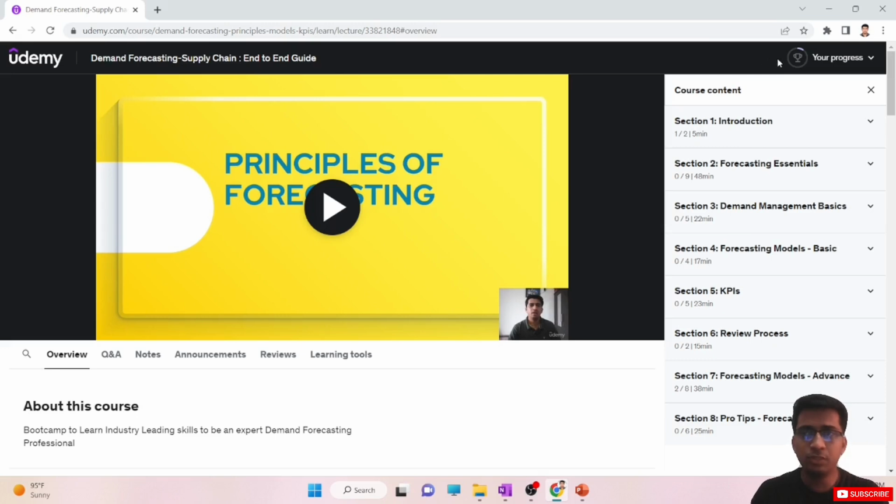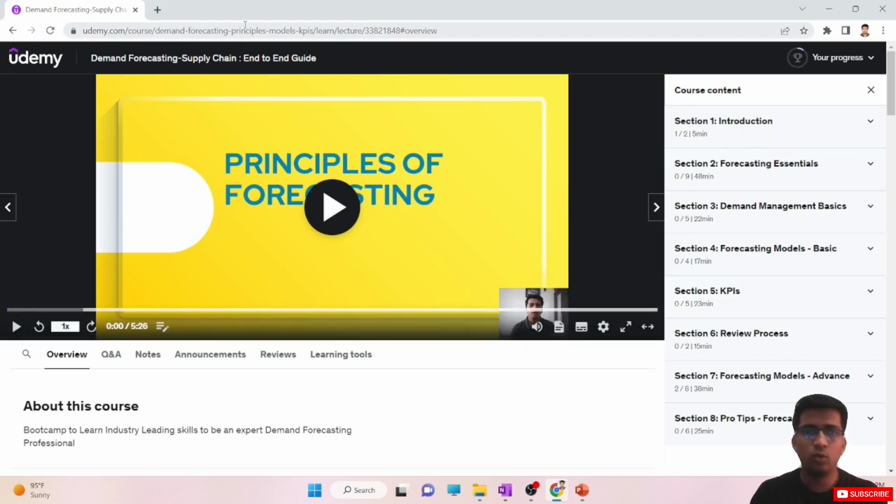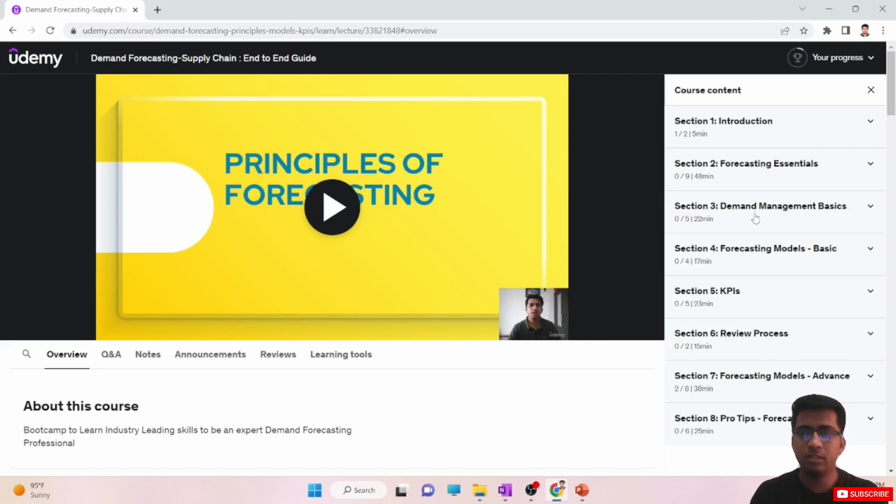So the first option you see on the top right side is the progress bar, where you can see how much progress you have made, how much of the course has been done and how much is remaining. Then on the right side, you'll see a list of content with the subtopics. For this course, demand forecasting, you will have introduction, forecasting essentials, demand management basics, and so on, about eight sections. Under these sections, you'll find the lessons which will be covered in the course.